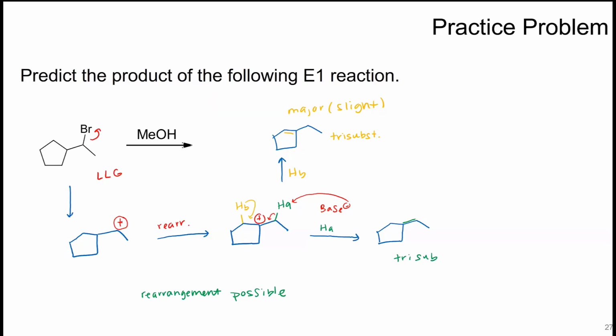That is the gist of the E1 mechanism. There is a lot less to worry about with E1 than there is with E2. Again, it just goes to the carbocation, so you have to remember that a rearrangement is possible, and you can have the elimination that will form the most substituted alkene, or the most stable one.